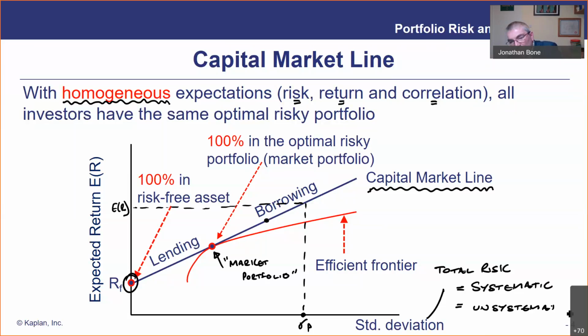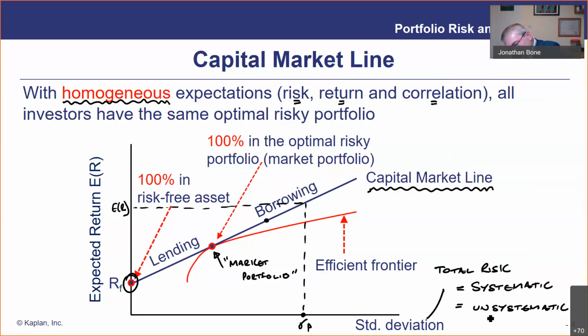Now, there's a problem if we're using this capital market line to work out the expected return on a portfolio for a well-diversified investor. Because we're using standard deviation, and standard deviation is total risk, systematic and unsystematic. Systematic is non-diversifiable risk. You cannot eliminate systematic risk. You can alter your exposure to it, how much you face, but you can't eliminate it.